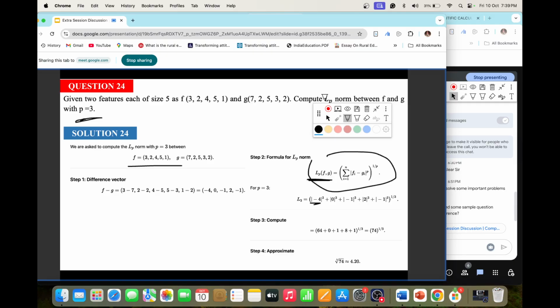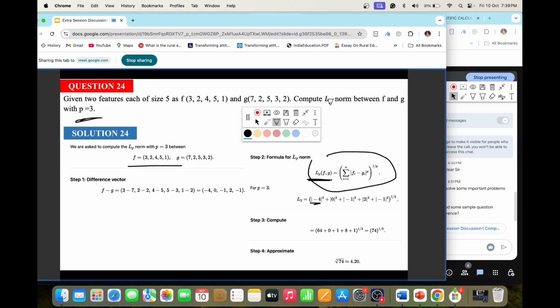So that is LP normalization, but there is L1 and L2 normalization also. For L1 and L2 normalization you don't have to do anything, you just put p equals 1 or 2 in this formula. By that you can compute L1 and L2 normalization also.